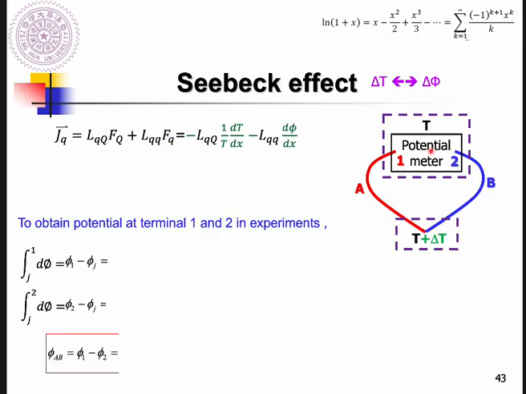When a system does provide two driving forces, then you can write this down. The current density equals directly driven by F small q, then L QQ, and indirectly driven by F capital Q and L small q capital Q, sum them together. And F capital Q equals negative temperature gradient divided by T. And F small q equals negative electrical potential gradient.